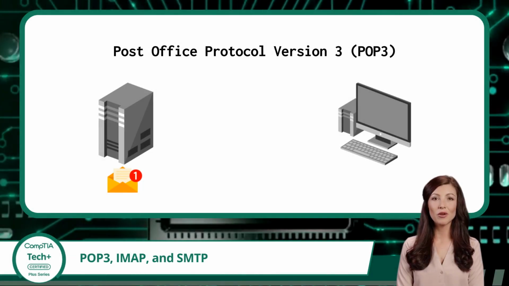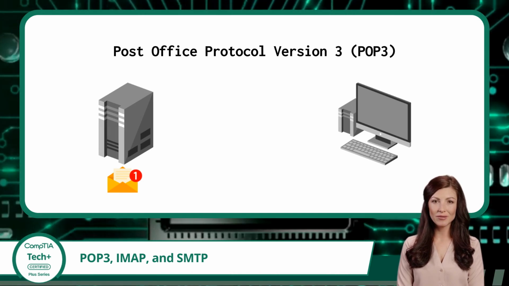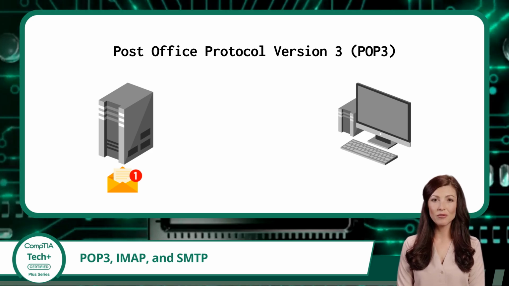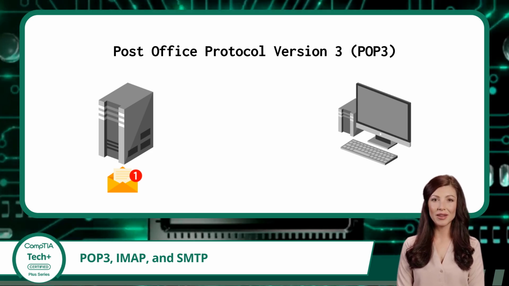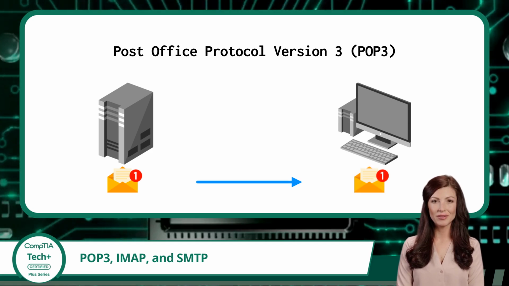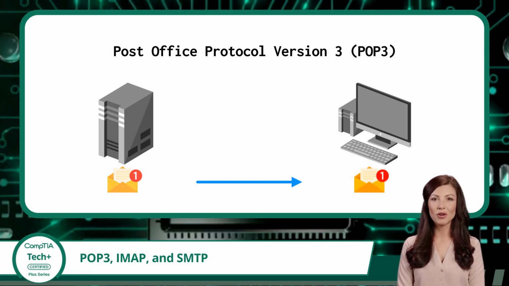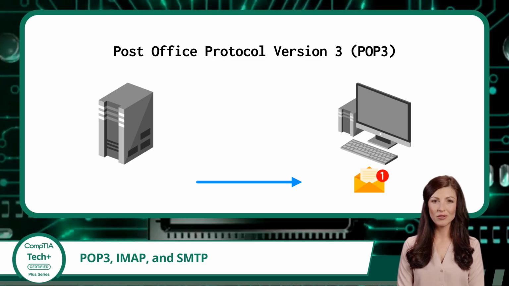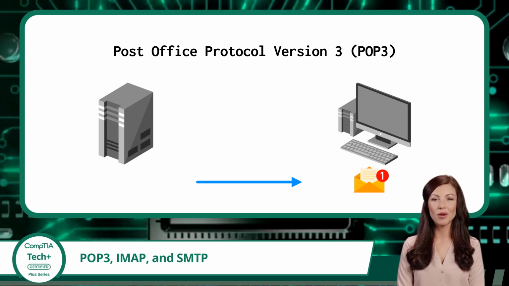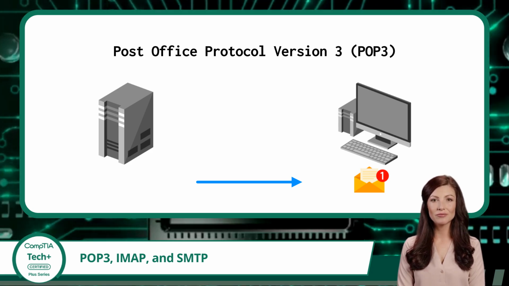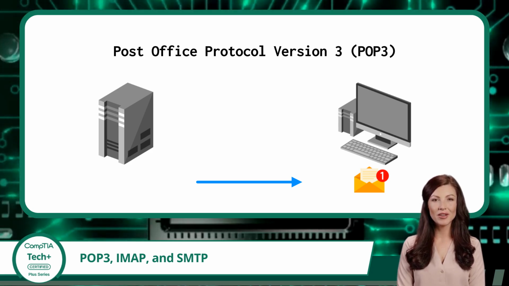Our first email protocol is POP3, which stands for Post Office Protocol version 3. POP3 is like the traditional way of receiving mail. When you use POP3, your email client connects to the email server and downloads new messages. The POP3 protocol then removes the messages from the server. It's like fetching your mail from the mailbox and taking it inside your home. Once downloaded, the emails reside on your device, and they're no longer stored on the server.